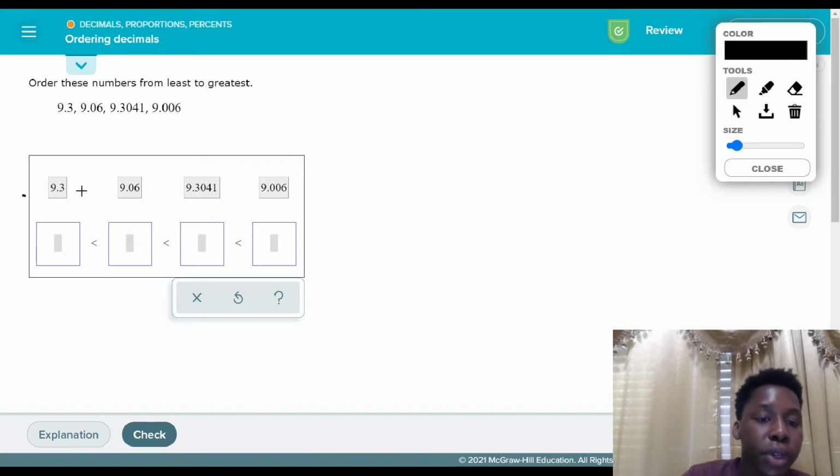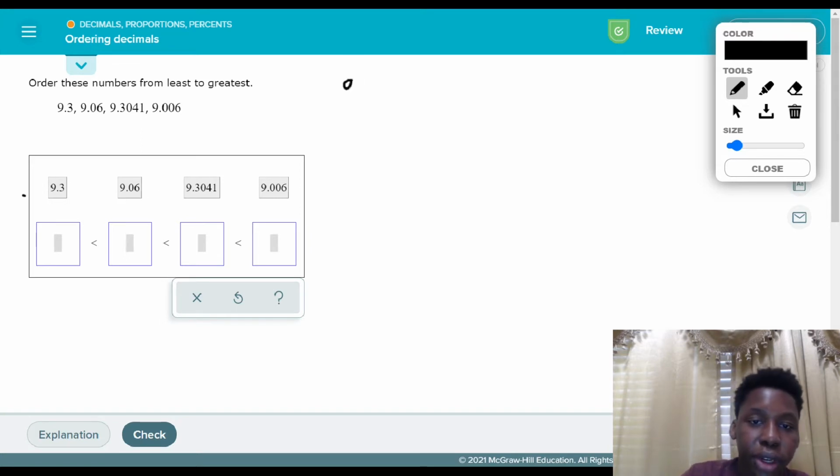Then we have to identify which one of them is the smallest one. Whenever you identify the smallest number as you move through the decimal places, the one with the smallest digit at that place is going to be the smallest number.